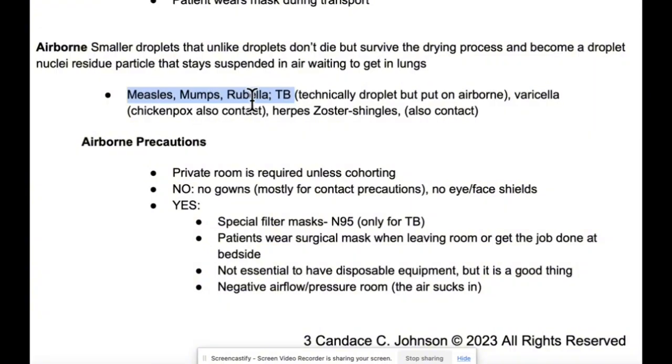So measles, mumps, rubella, TB, all technically droplet, but the patients are put on airborne. All right. Varicella, or chickenpox, is technically contact, but they're put on airborne precautions. Did you know that kids with chickenpox cough a lot and they can spread that disease? Okay. So airborne is, chickenpox is a very interesting one.